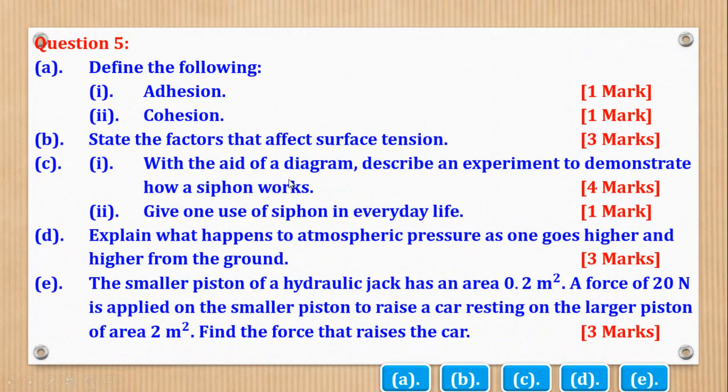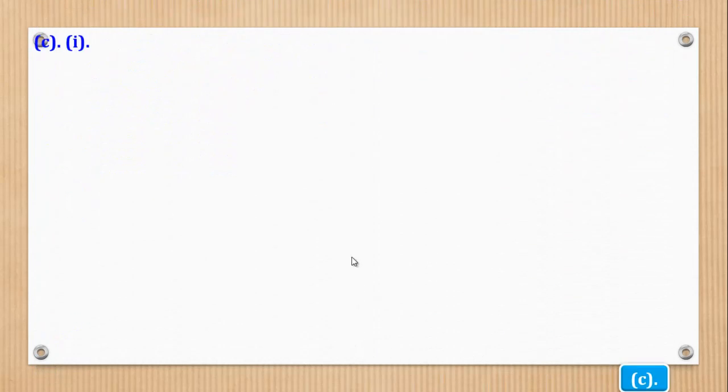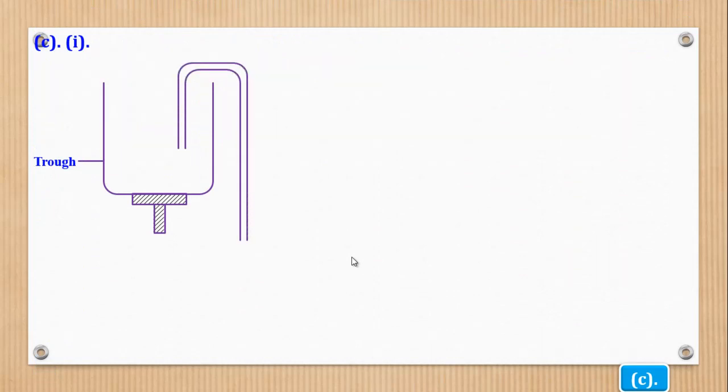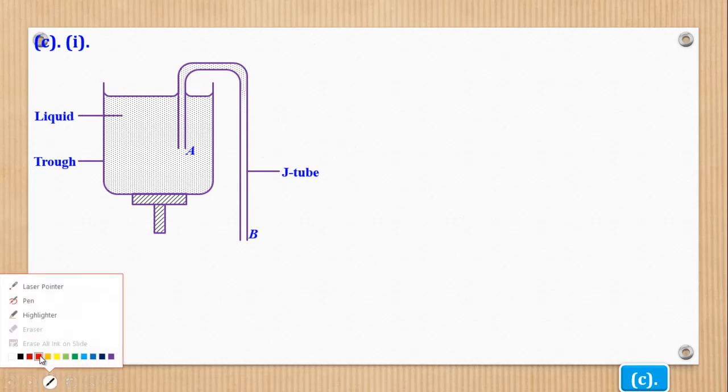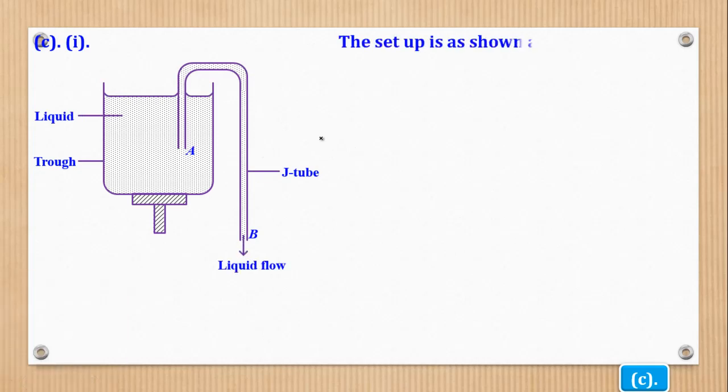Roman 1, with the aid of a diagram, describe an experiment to demonstrate how a siphon works. Then Roman 2, give one use of a siphon in everyday life. So here we shall need a diagram. We have a stand, we have a trough, then we have a jet tube, then we have liquid in the trough, so we shall come and say that the setup is as shown above.